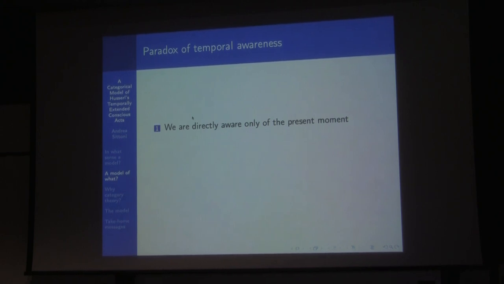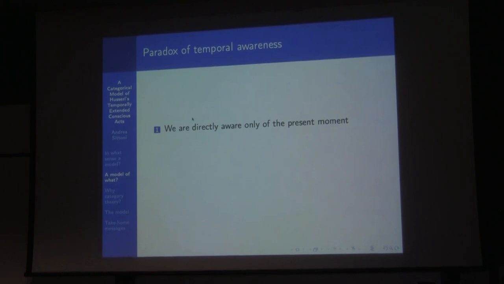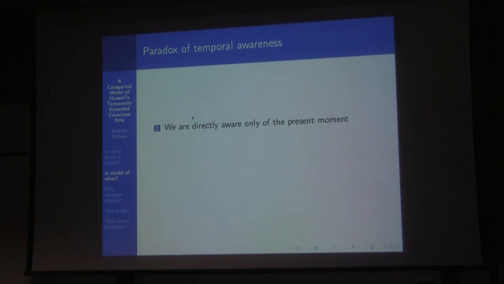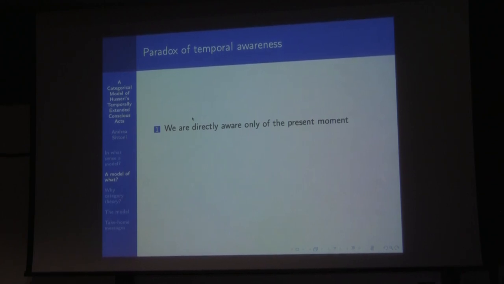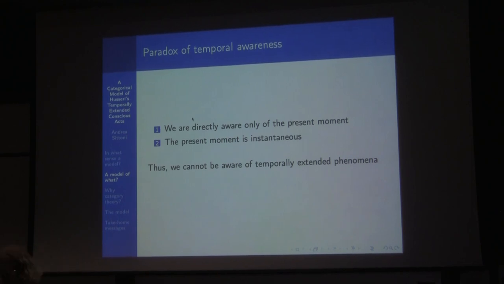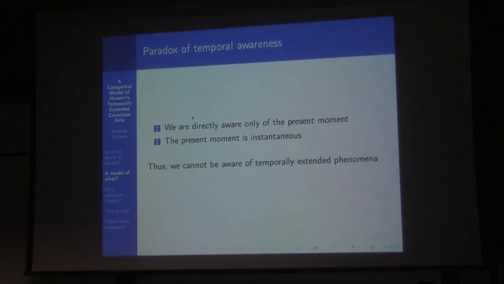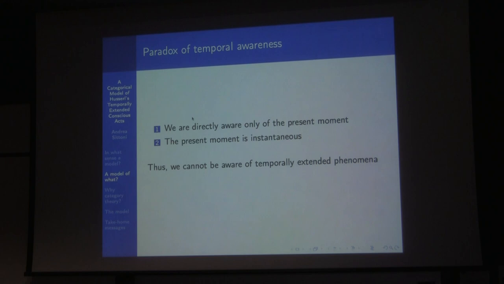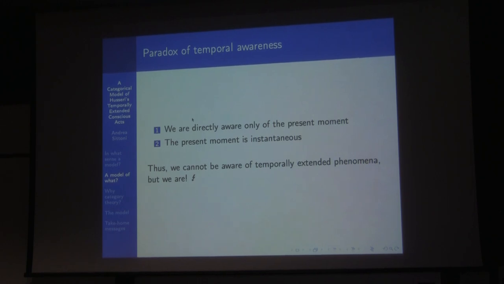There are some arguments. For example, the paradox of temporal awareness, also sometimes called the paradox of subjective synthesis, suggests this shouldn't be the case. If we are directly aware only of the present moment, only of what is happening in this instant, and the present moment is instantaneous, then we cannot be aware of temporally extended phenomena like hearing a melody or perceiving motion, at least not in an obvious sense. And I at least have the intuition that some phenomena are in some sense continuous, not just snapshots.